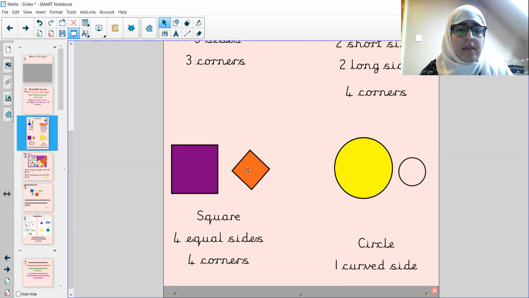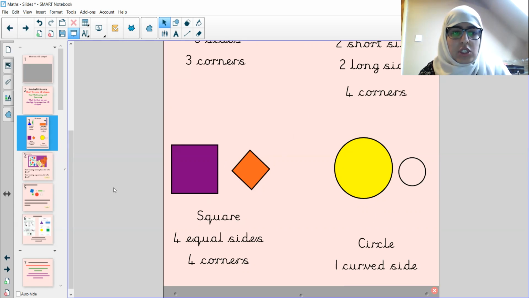And a square has 4 corners. So let's triple check. 1, 2, 3, 4. 1, 2, 3, and 4. The difference between these squares is the colour and the size. However, the properties are the same, so it still makes a square.